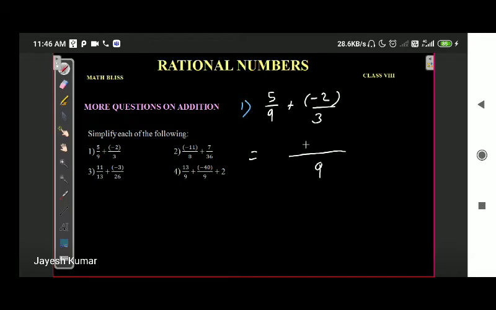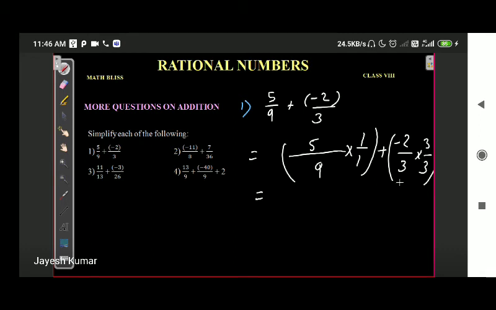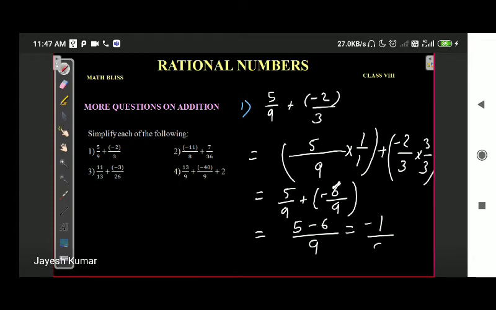For the first term, you will be multiplying numerator and denominator by 1. For the second term, you will be multiplying numerator and denominator by 3. Why are we doing this? So that the denominators can become the same. So this will be 5 upon 9 plus minus 6 upon 9. Let's take the common denominator, which is 9, and we write the numerators as they were. 5 minus 6 is equal to minus 1 upon 9. So that will be your final answer. I hope there should be no problem in this.